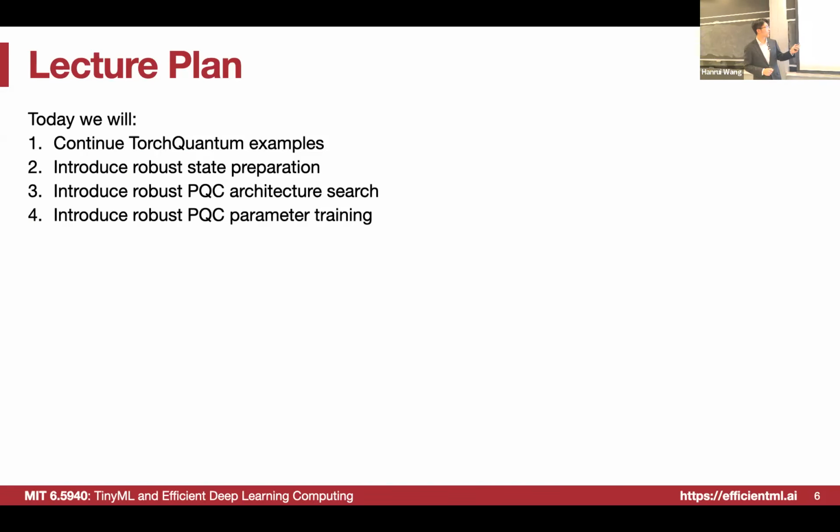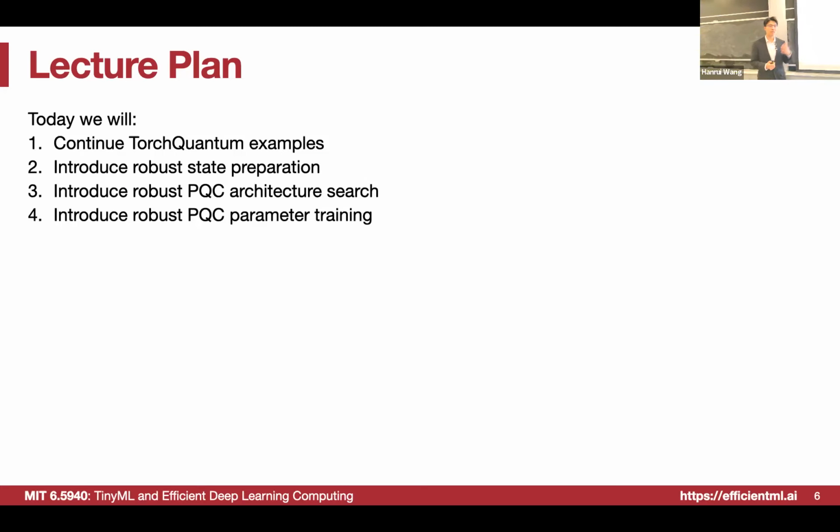We'll finish several TQ examples first, and then we're going to introduce how to do the state preparation, like encoding the classical information to the quantum domain, how to do that with high efficiency and also robustness. And thirdly, we're going to introduce how to search for the architecture.